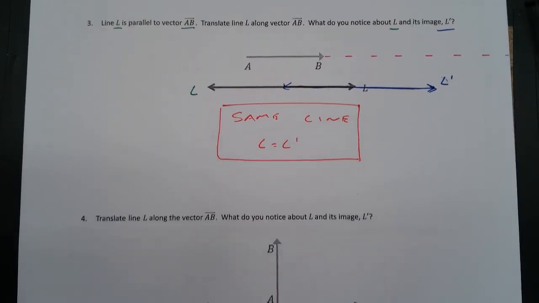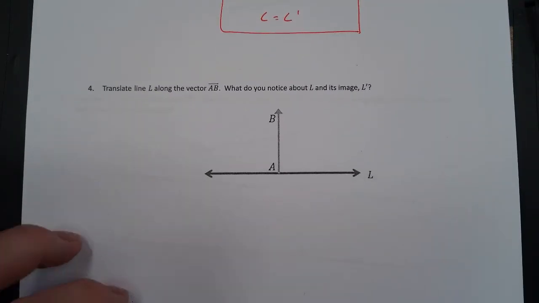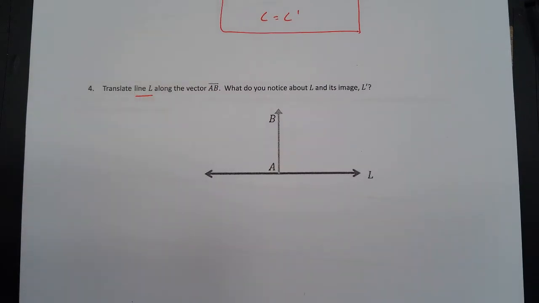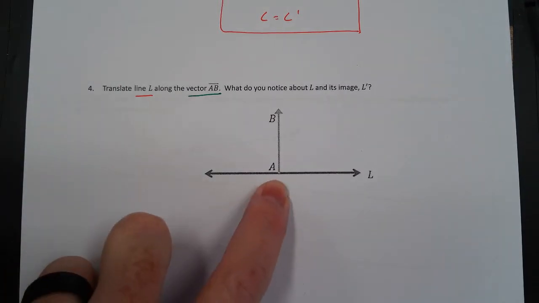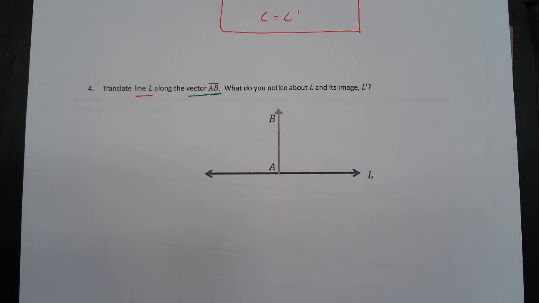Let's be a little bit more tricky. This time let's have the vectors move in a different direction. This time you can see that we have line L and we have vector AB. So we need to translate this. So let's translate line L using the rule AB. And this time we're going to get something different. It's not going to be the same line, because the vector and the line are moving in different directions. Let's see what we get.